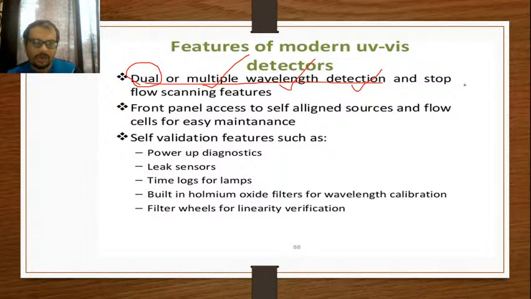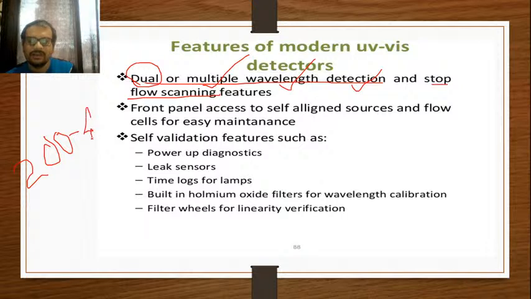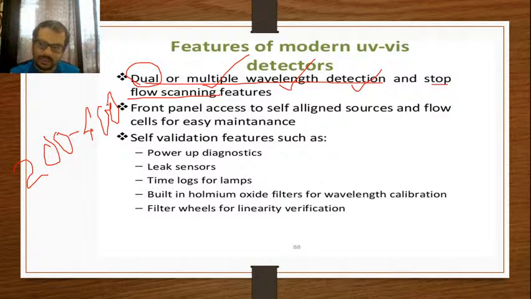Stop flow scan. That doesn't mean that if you set it to scan 200 to 400, the scanning will not stop until 400 or 200 comes. That means modern UV visible spectroscopic methods involve stop and flow scanning features. Somewhere in between, if you come to know that you will have to stop the procedure, you can easily stop it in between.